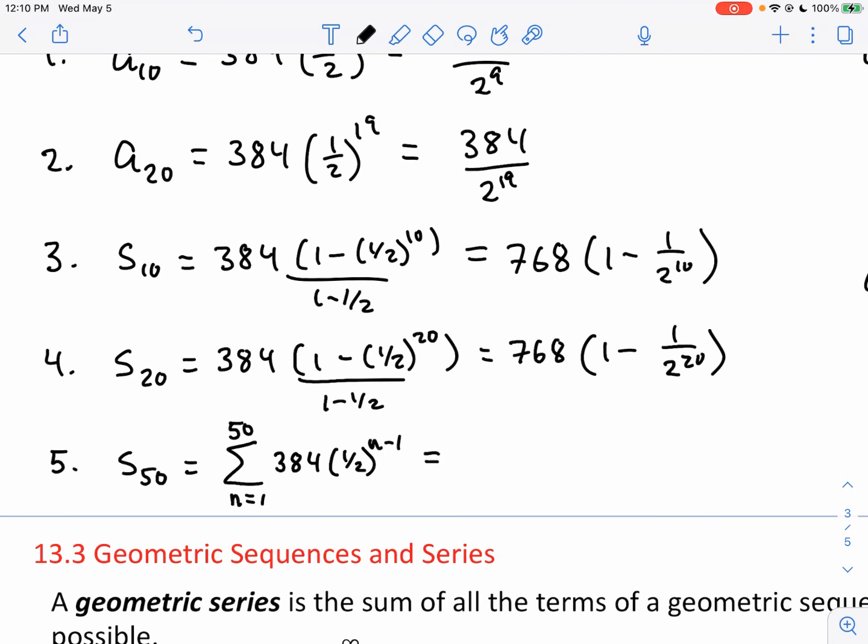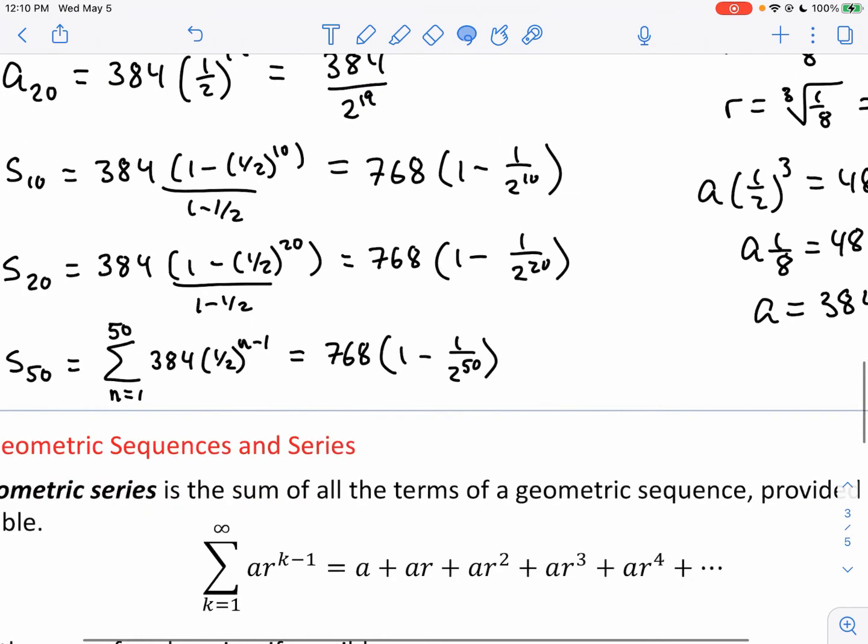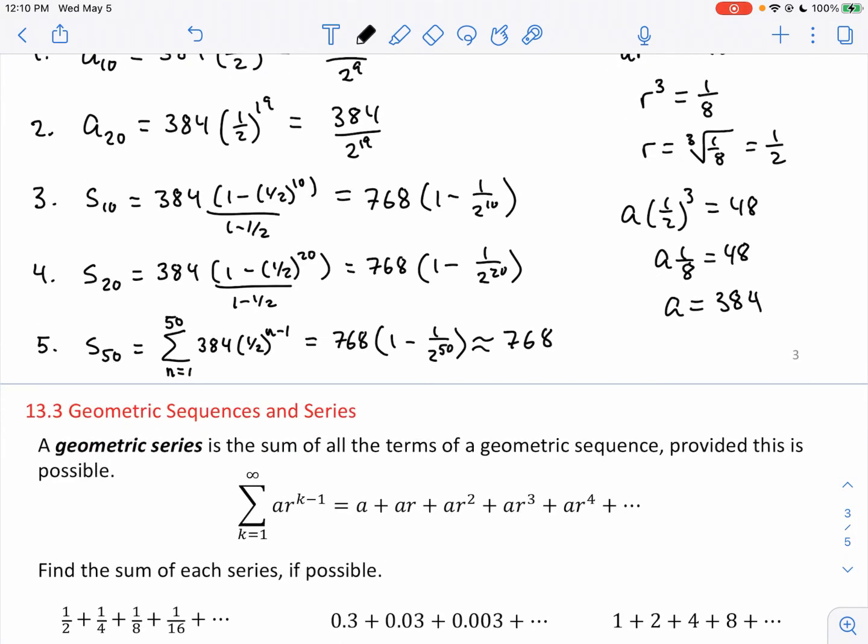And we can already see that the answer is going to be 768 times 1 minus 1 over 2 to the 50th, using the formula here in the same pattern we've done before. So we should get an answer that's even closer to 768 than before, because this is so extremely small. It's practically 0. 1 minus it is effectively 1, but slightly less than 1. And then multiply that by 768, and we should get a number extremely close to 768. In fact, all of these should be pretty close to 768. Let's go ahead and reach for the technology to confirm this.